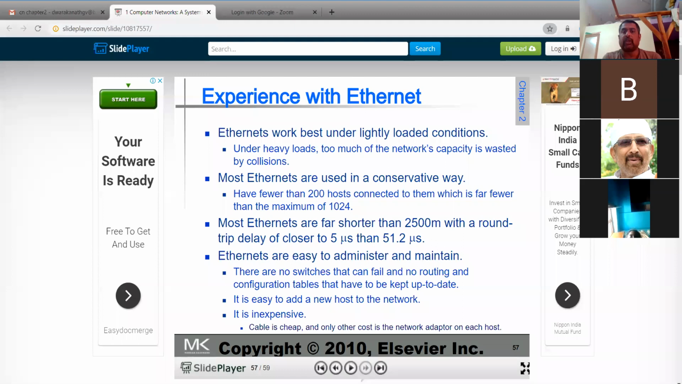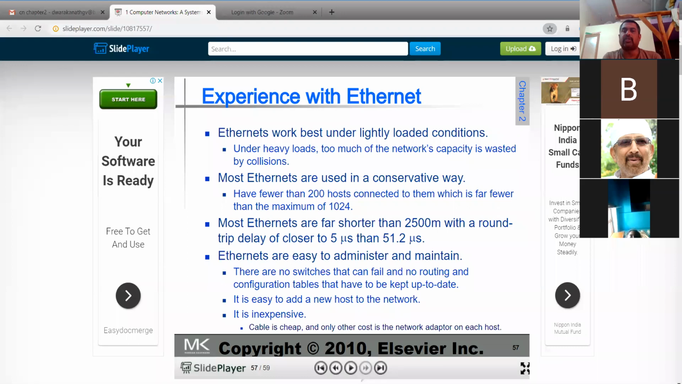Most Ethernets are used in a conservative way. Usually fewer than 200 hosts are connected to them, which is far fewer than the maximum of 1024. Almost 200 hosts will be connected, where the maximum is 1024. So if 200 hosts are there, it will work best. That's why in real time, usually one LAN is made for every 200 systems. In an Ethernet LAN, they don't take more than 200. If more than 200 systems are there, they will make two networks. Like that they are going to do.